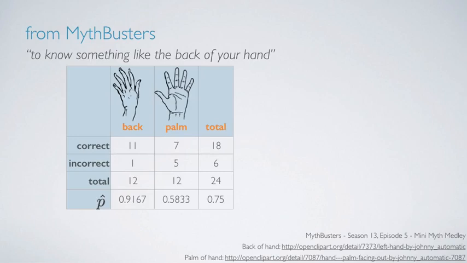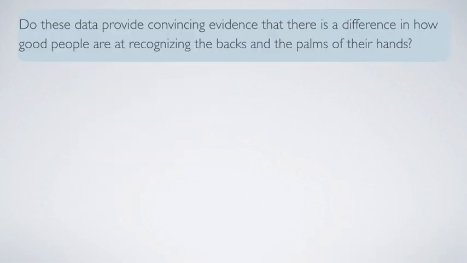So while the success rate was 91.67% for the back of the hand experiment, it was only 58.33% for the palm of the hand experiment. We want to answer the question, do these data provide convincing evidence that there is a difference in how good people are at recognizing the backs and the palms of their hands?